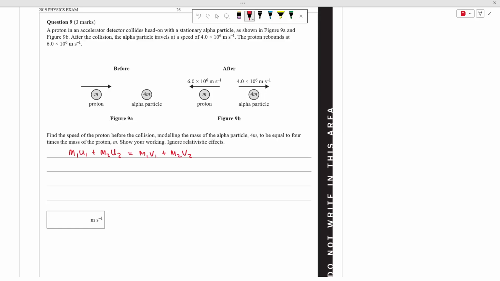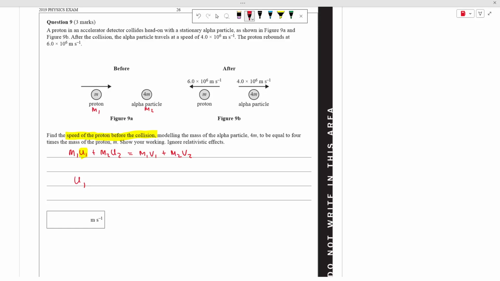Okay, now it's asking us to find the speed of the proton, which we'll call m1, and this one m2. So find the speed of the proton before the collision. So we're working out u1. That's what we're trying to work out. So let's solve for u1, then put our numbers in.